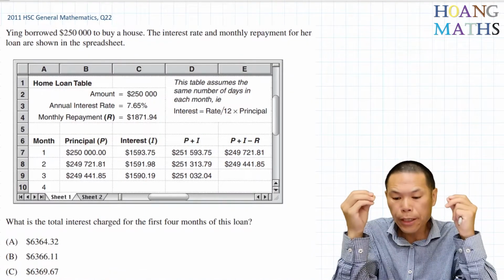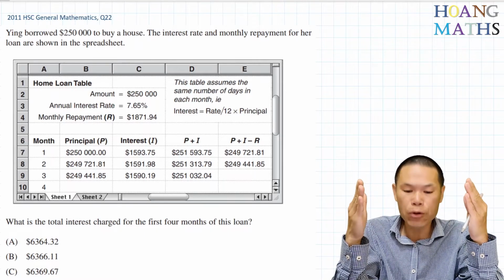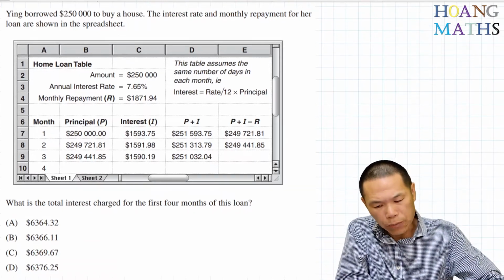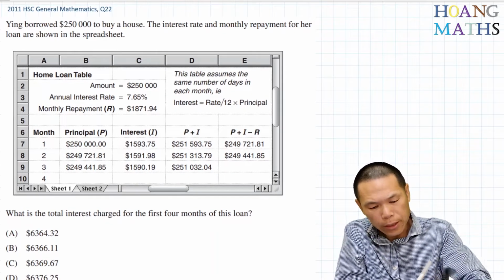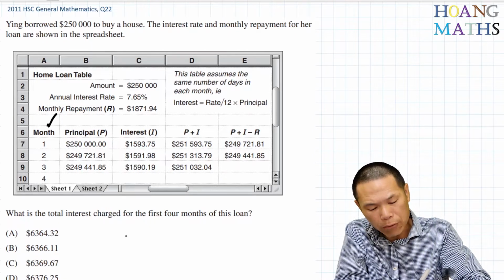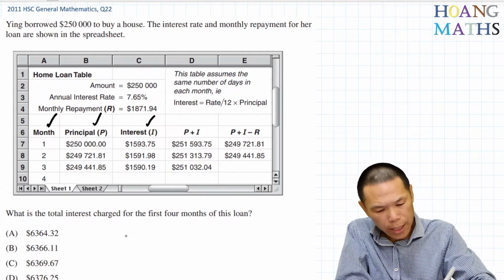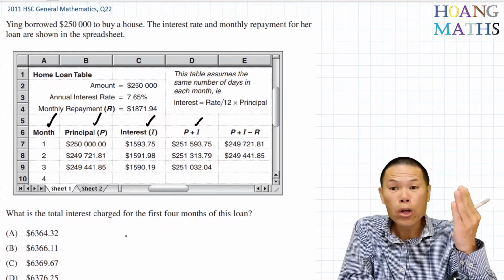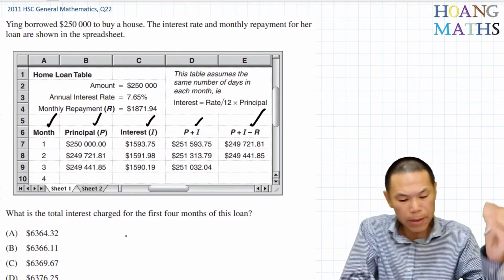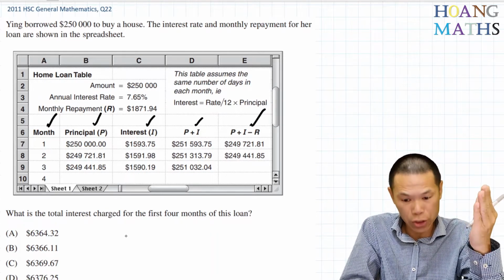Second one, Zing borrowed $250,000 to buy a house. The interest rate and the monthly repayment for her loan are shown in the spreadsheet. If you look at the spreadsheet here, this first column is month, and then we have the amount that she borrowed, that is principal, and then the interest charged every month, and then this is the balance before she repaid the amount. After the payment, that is the monthly repayment, that will give the final balance. That is the amount that she owed at the end of each month, okay?